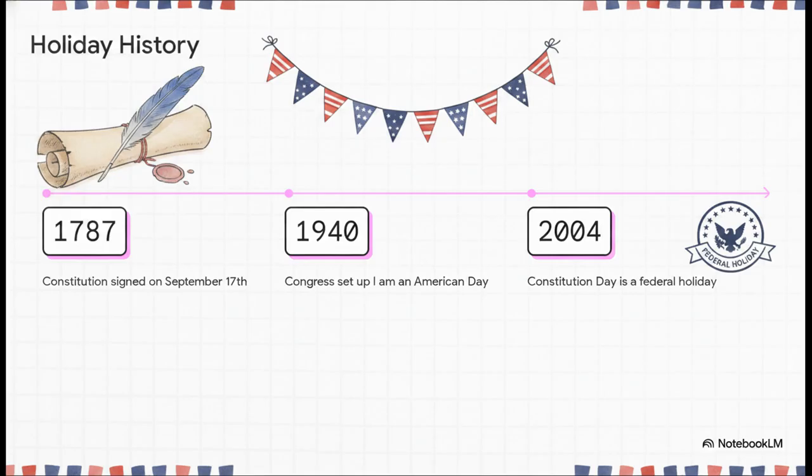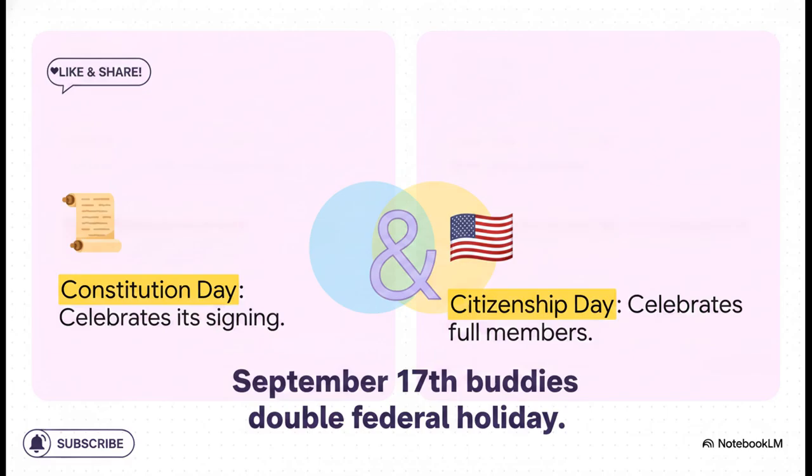In 1940, Congress set up a holiday in May called I Am an American Day. It actually wasn't until the year 2004 that Constitution Day officially became recognized as a federal holiday. And when that finally happened, these two holidays basically merged into what we can call September 17th buddies. Because the name I Am an American Day was a bit long, it was renamed Citizenship Day and moved to match the exact birthday of the ultimate rulebook.